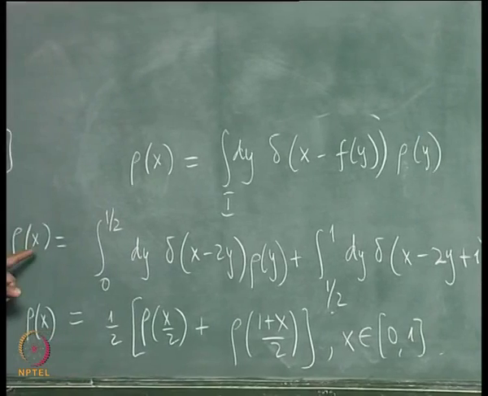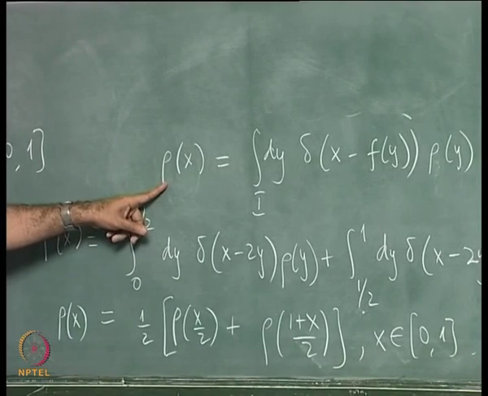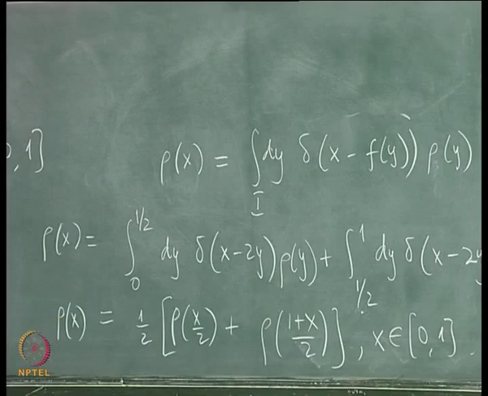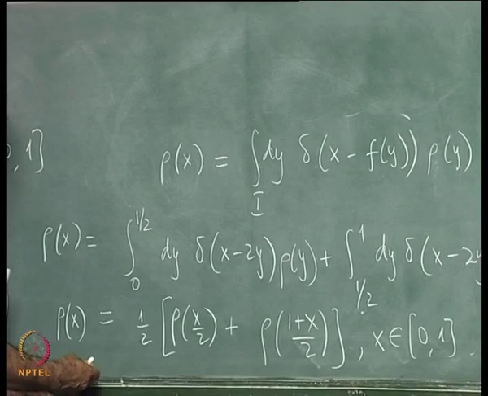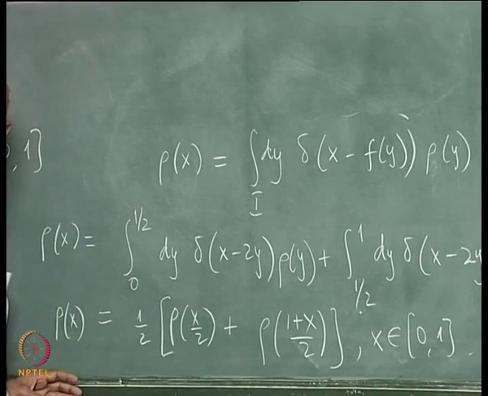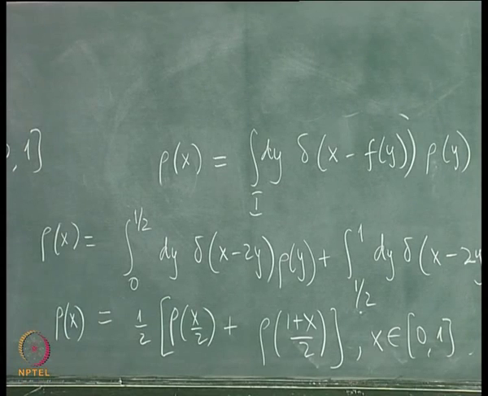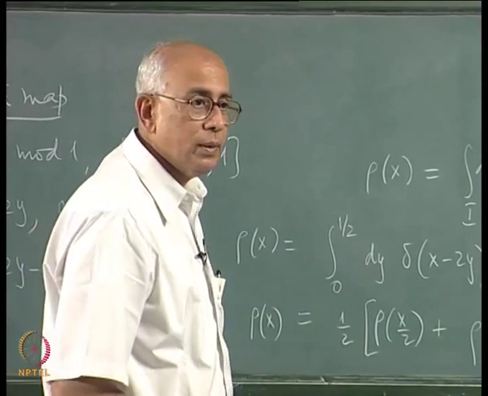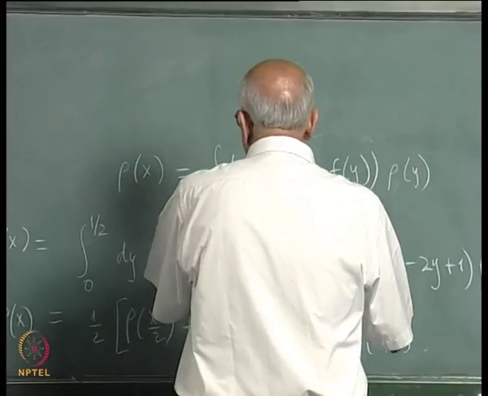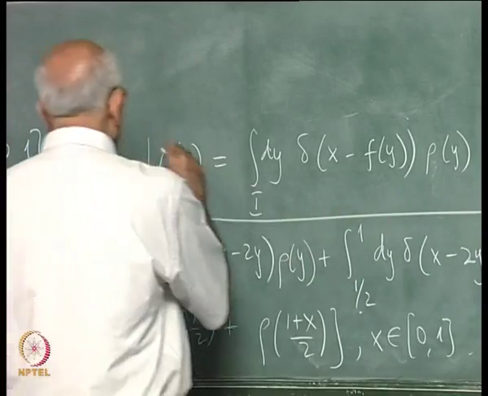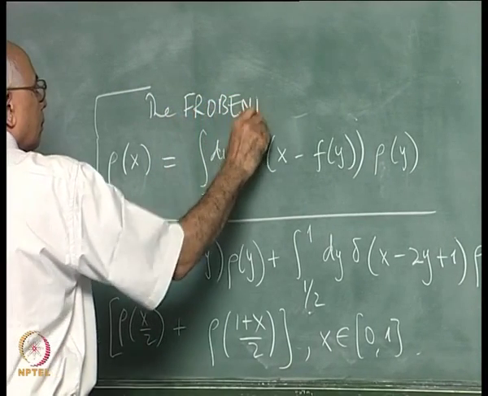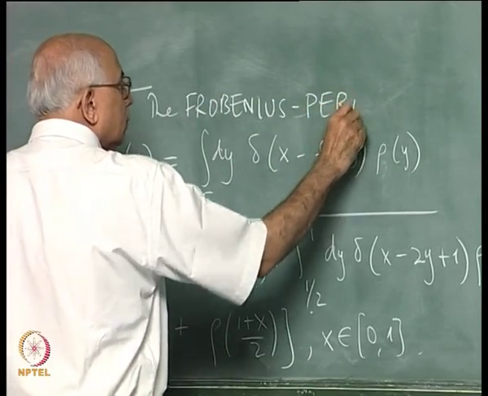We have therefore converted this equation here for the invariant measure from an integral equation to what kind of equation? It is a recursive equation, but it is not a difference equation, it is for a function in which the arguments are different. It is not a differential equation, it is not a difference equation, it is a functional equation. This sort of thing is called a functional equation. This integral equation here is very important. This thing here for the invariant density is called the Frobenius-Perron equation.